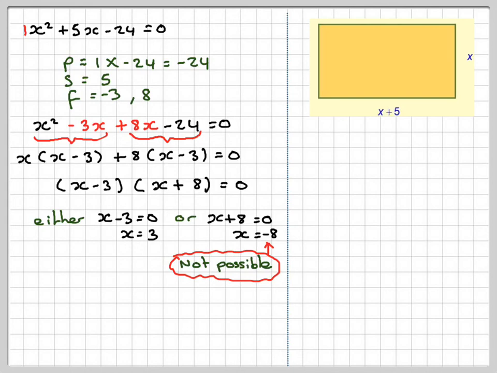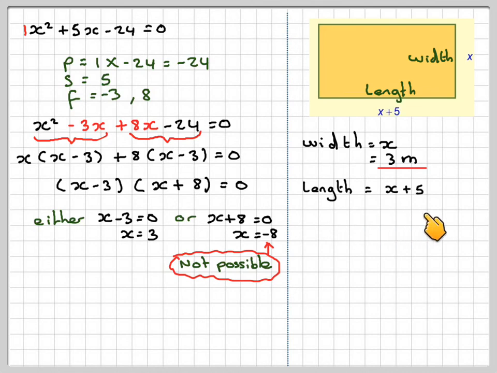And then we go back to the problem, and then we substitute the values of x in. So this is length, this is width. So the width is going to be x, which is going to be equal to 3 meters. And the length is going to be x plus 5, which is going to be 3 plus 5, which is going to be equal to 8 meters. So the answers are the width is 3 meters and the length is 8 meters.